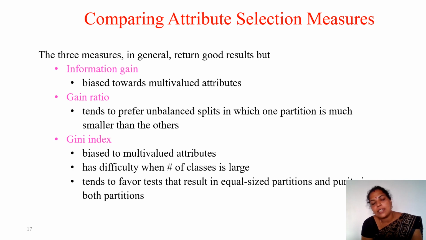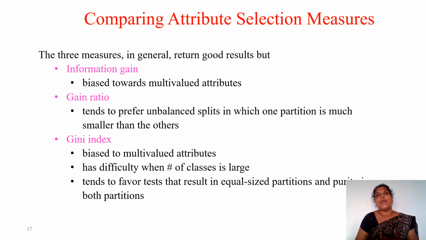So we have discussed 3 attribute selection measures: information gain, gain ratio, and the Gini index. Information gain is used in the ID3 algorithm, the iterative dichotomizer. Gain ratio is used in C4.5, which is a successor of ID3. Then Gini index is used in CART, classification and regression trees.